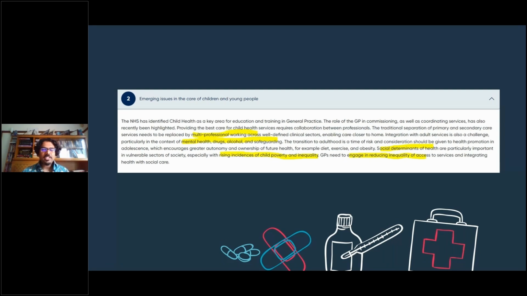So let's talk about the RCGP curriculum when it comes to children and young people. Of course, we know that it's a key area of education. There are lots of challenges that are emerging, but the Royal College wants to point out that mental health, drugs, alcohol, and safeguarding issues are becoming much more common. Lots of social determinants of health are particularly becoming more relevant for us to look at. So, unfortunately, there is a rising incidence of child poverty and inequality, and of course, it's important for us to engage to reduce the inequality in access to services, etc.